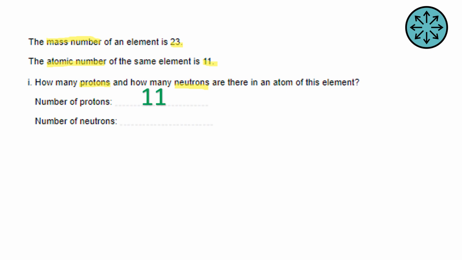What about the number of neutrons? Well, neither of those represent neutrons, but I can figure it out because the mass number, the bigger number, 23, take away the atomic number, the 11, gives us 12, which is the number of neutrons.